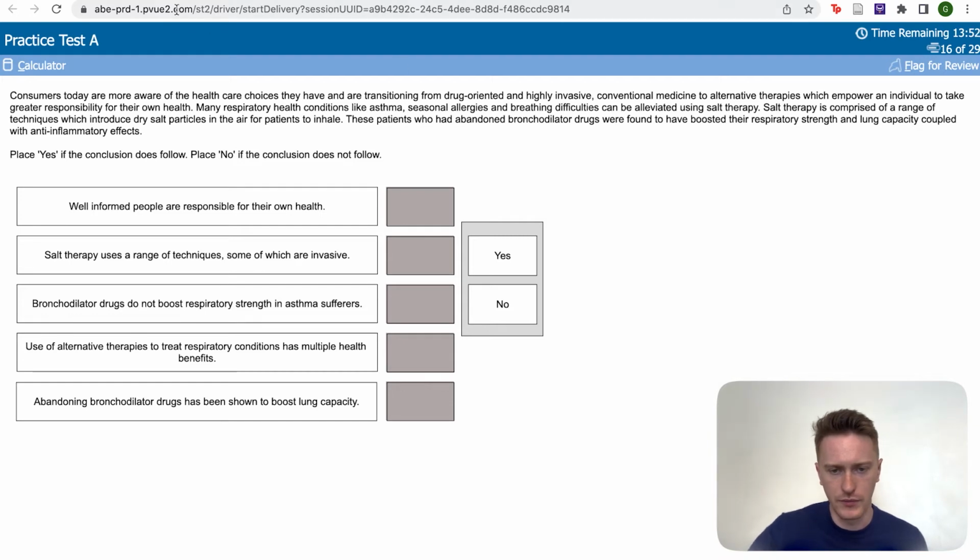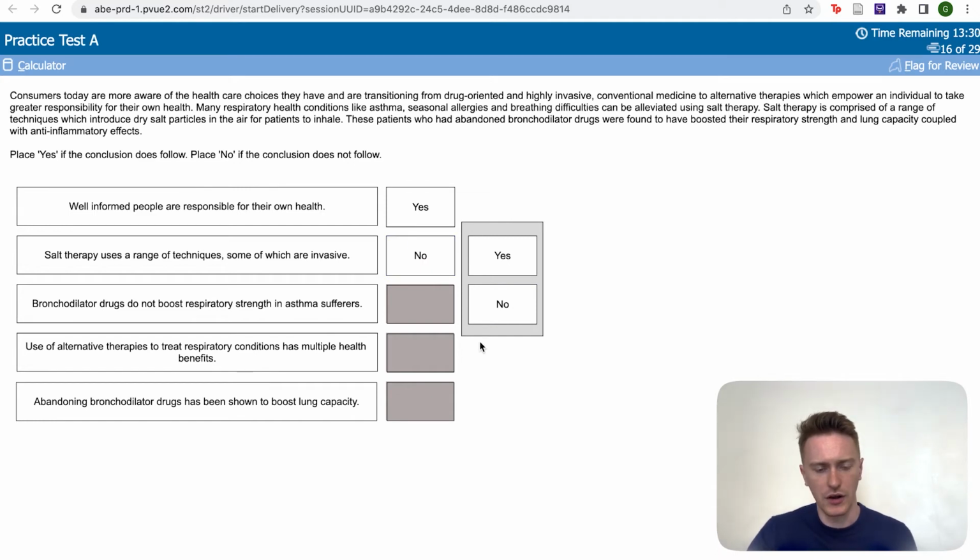Well, that comes from here. They're more aware, so they're more informed. That's fine. They have greater responsibility for their own health. So I think that does follow. It does say that in the passage. Salt therapy uses a range of techniques, some of which are invasive. Okay, so it says salt therapy is comprised of a range of techniques, but we're told nothing about how invasive they are, so I'm going to put no, that doesn't follow.